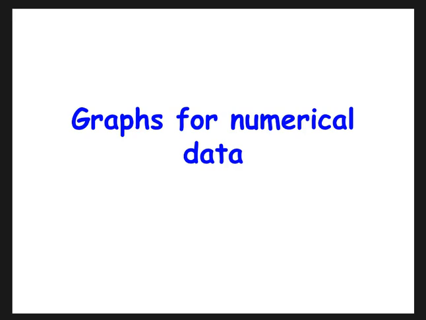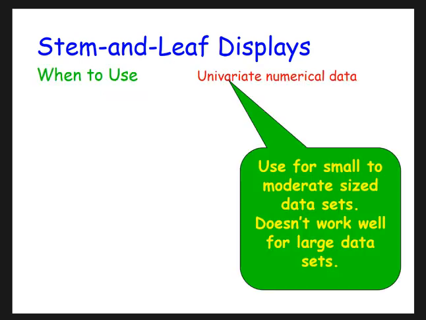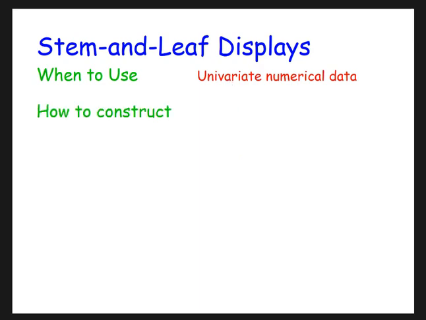Graphs for numerical data. Stem and leaf displays. So each number is split into two parts, the stem and then the leaf. The stem is usually just the first digit. If we have univariate numerical data, so in other words, we can only use this if we're displaying one variable. We can have back-to-back stem and leaf plots, but it has to be one variable for two different cases or two different applications. Used for small to moderate sized data sets. If you have a huge data set, a stem and leaf plot is not really practical.